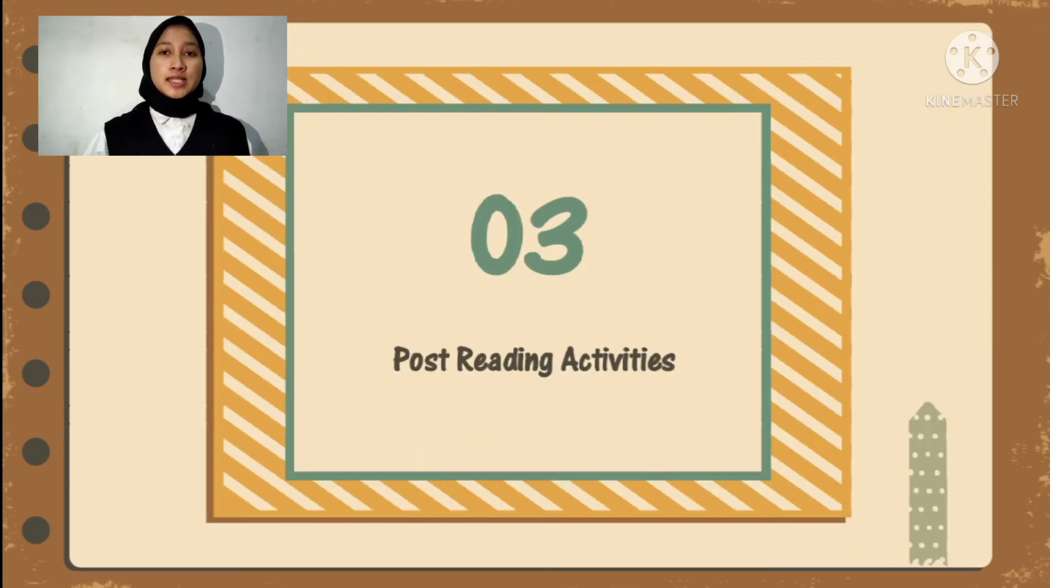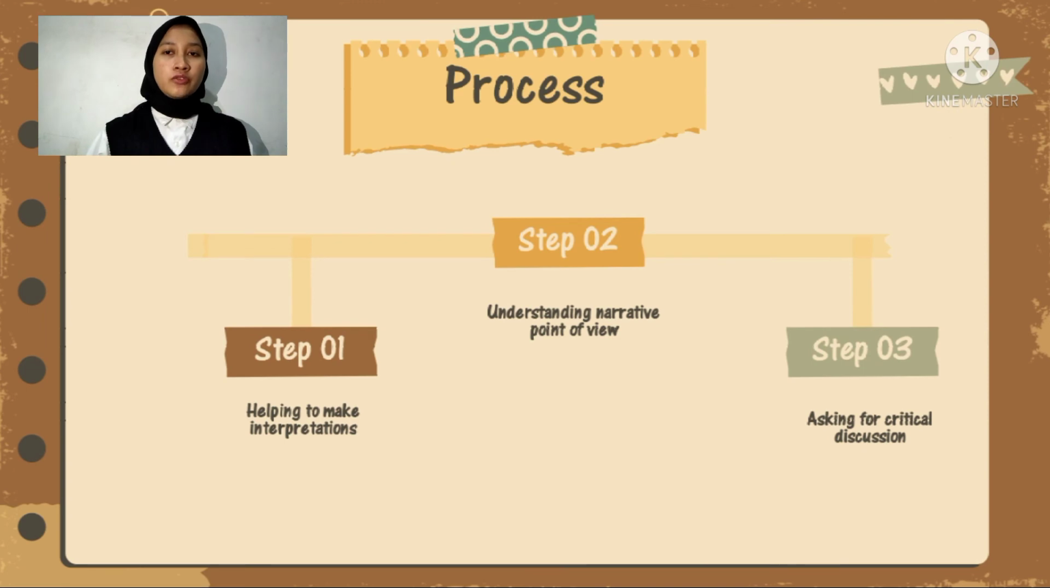The last activity that I will do to deliver the short story is post-reading activities. In this reading activity, there are three activities that I will do to help the students. The first is helping the students to make interpretation. The second is understanding narrative point of view, and the last is asking for critical discussion. The first activity is helping the students to make interpretation of the story by providing the students with general questions that I share with them based on the conflict that occurs in the short story.